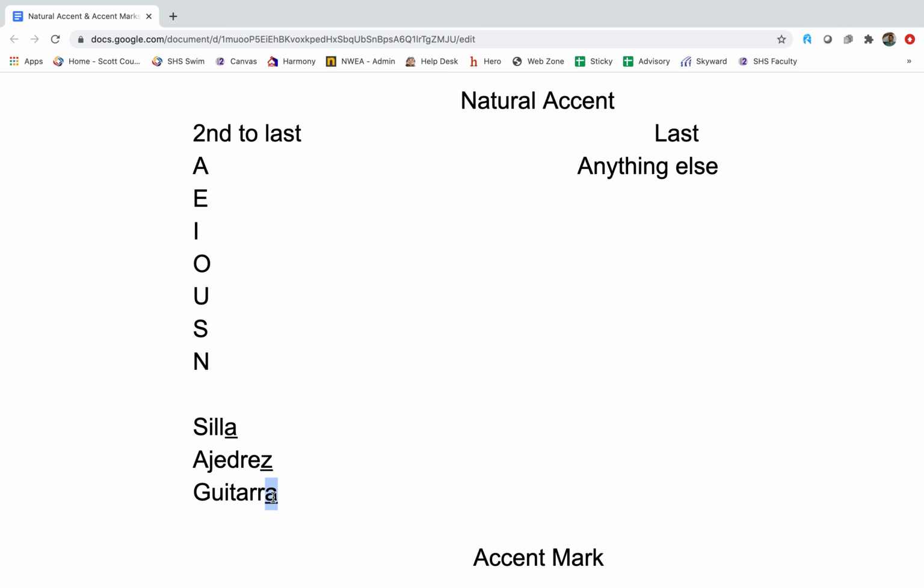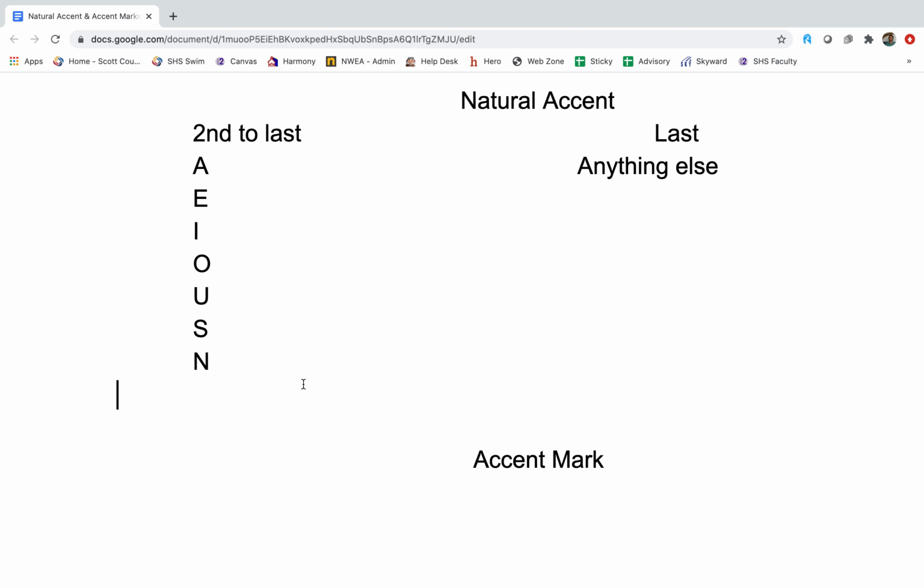Yes. A is a vowel. So, where will the natural accent be? You got it. Second to last syllable. So we would pronounce this guitarra. Guitarra. If you don't know why the U is silent here, then you need to go back to last Friday's video that was covering advanced sounds, the advanced phonetics video. And we covered the silent U in that one. So those are the rules for natural accent. Extremely simple. Now we're going to look at the accent mark.